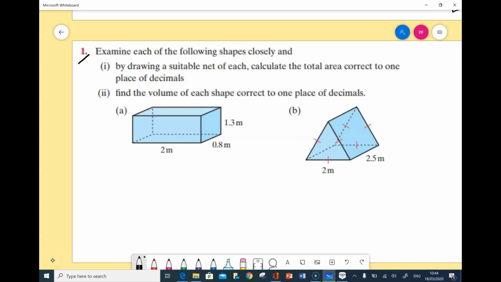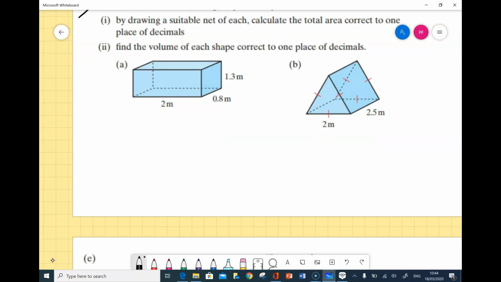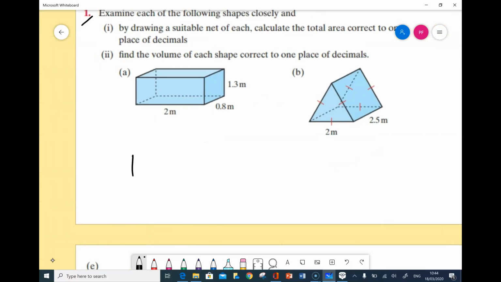Okay, so question 1, area and volume 6.3. Examine each of the following shapes closely. By drawing a suitable net of each, calculate the total area correct to one decimal place. So you remember from Junior Cert, the net of any cuboid looks like this.